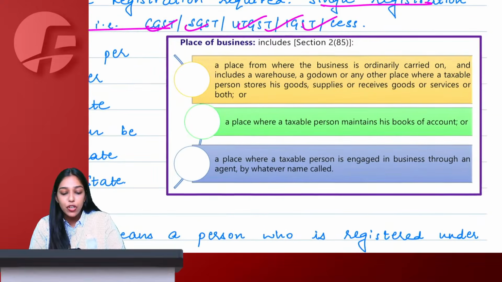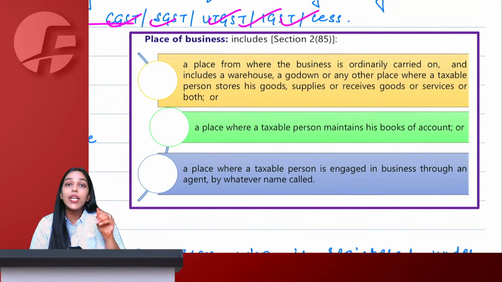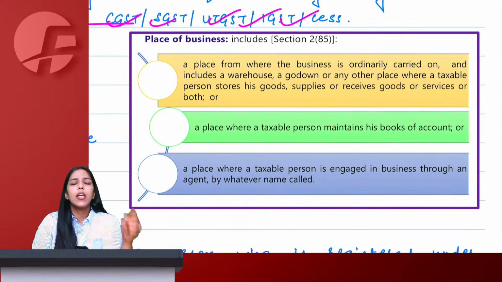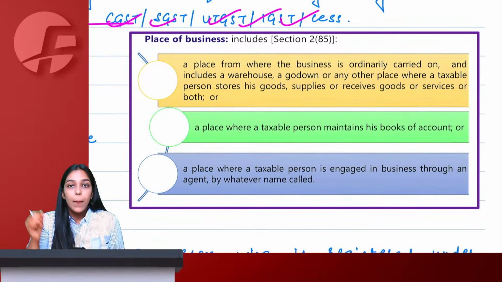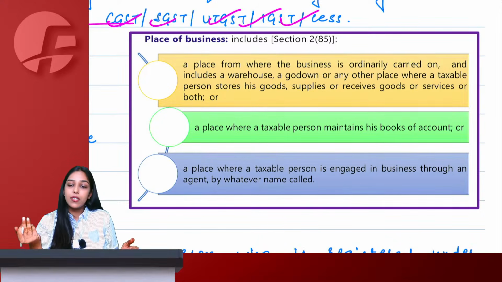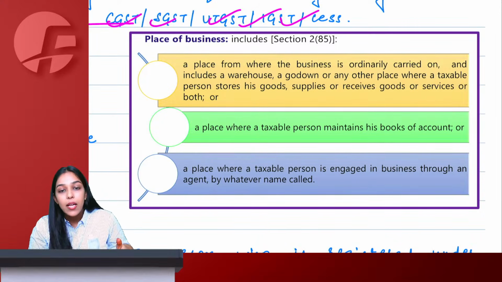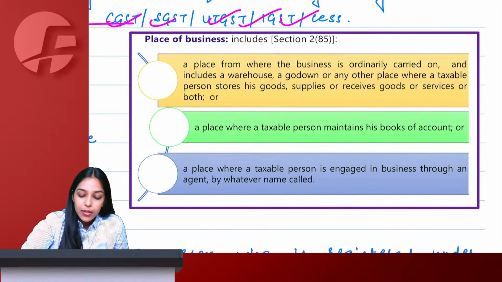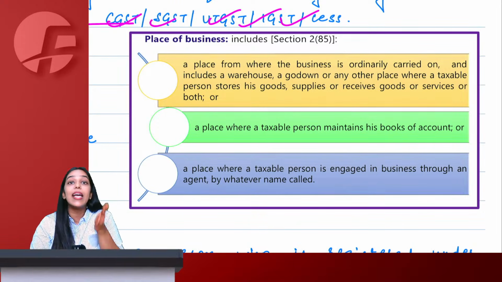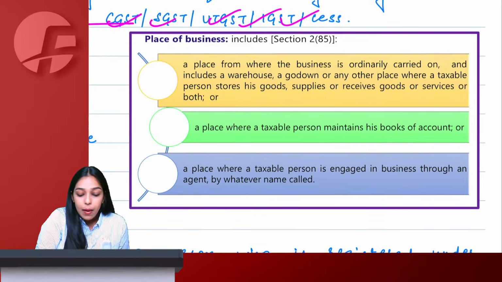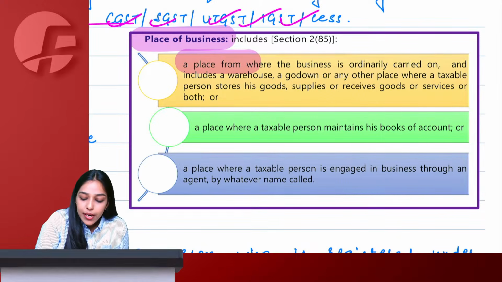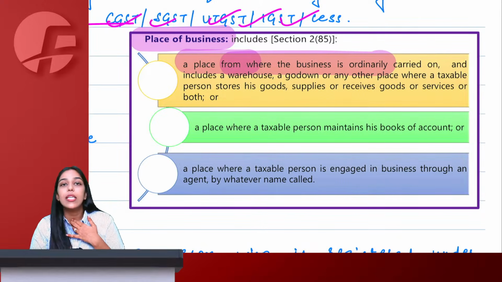That if I have a place of business in one state, I will have to take registration there. Very simple. Listen to me very carefully. Place of business means a place from where you are doing business. This is the actual bare act definition. Place of business includes a place from where business is ordinarily carried on.